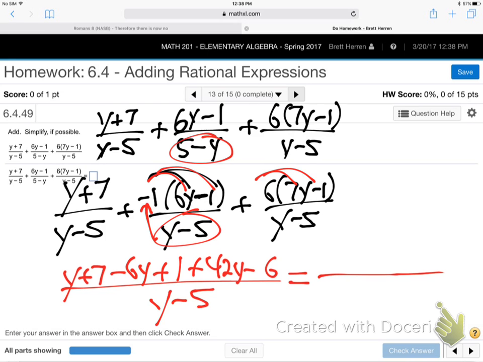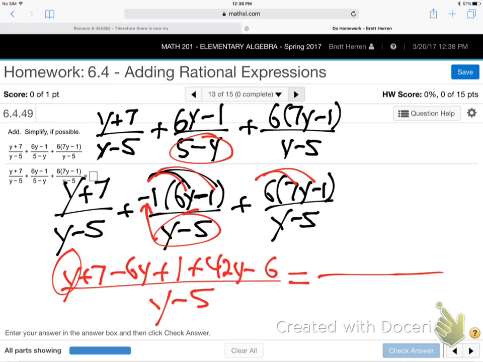All right, and then everybody good? Everybody see what I did? I just made them into one. As soon as the bottoms match, you can put them together. That's the name of the game, isn't it? Making the denominators match, and just put them into one fraction, and now combine the stuff.